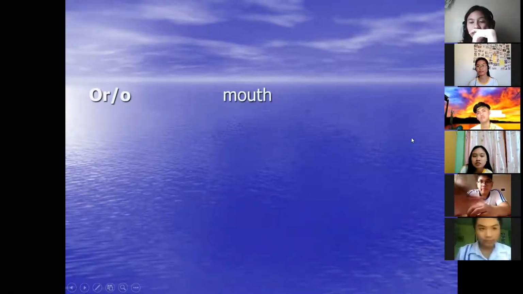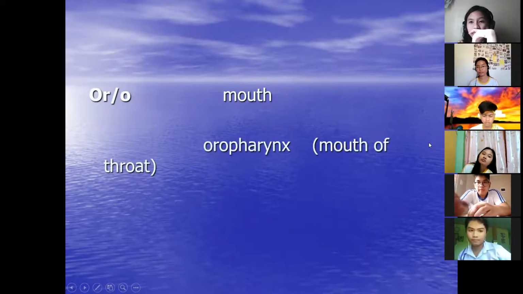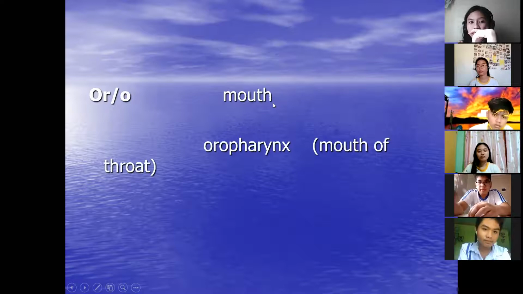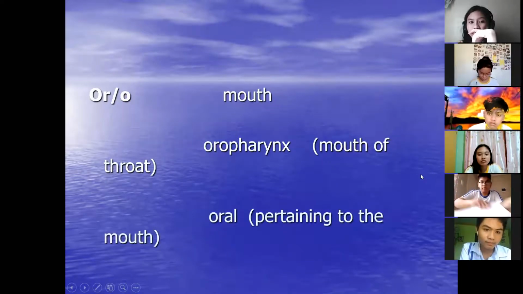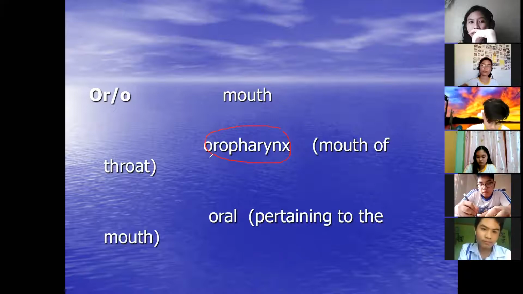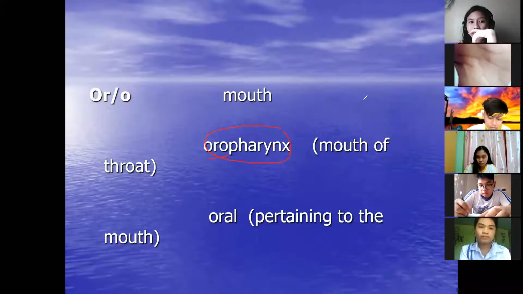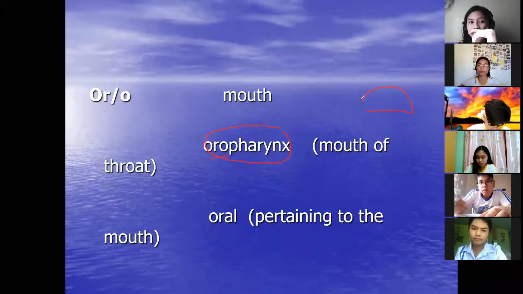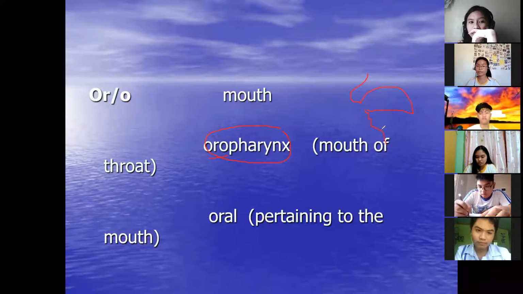Then we have here oro or oral that pertains to the mouth. So we express that the pharynx is composed of three divisions. One of the divisions there is the oropharynx. The oropharynx is the part of your pharynx that directs to your mouth and throat. So if this is the nasal cavity, the nose, this is the oral cavity. This is the mouth. This is the tongue.